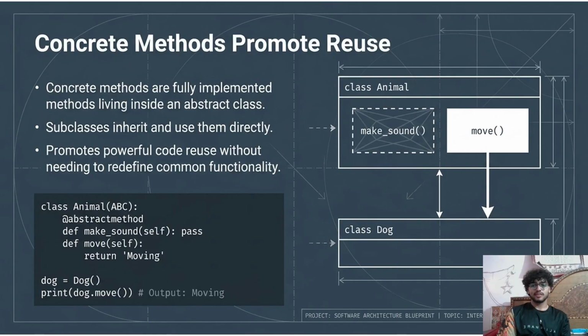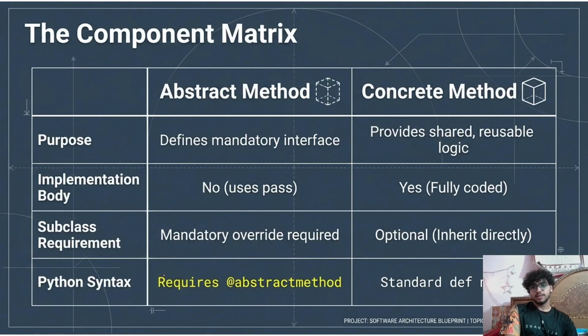And here you can see an example. We are taking an object dog and defining it in the class of dog. That's the parent class. And we are printing dot move. So move will return moving, and make sound is nothing, so it will just add pass.